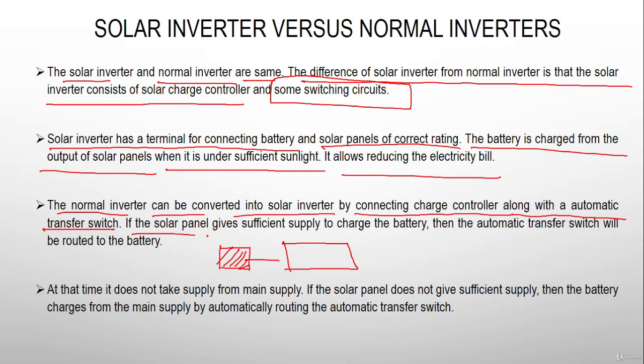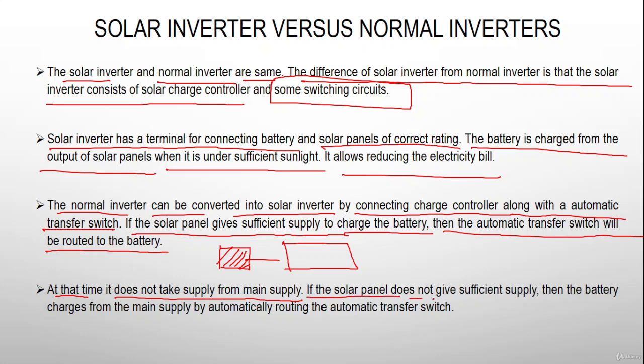So basically, if the solar panel gives sufficient power to charge the battery, then the automatic transfer switch will be routed towards the battery. Automatically we can charge the battery through the charge controller, or extract power from the battery whenever no sunlight is available. At that time, it does not take supply from the main supply. It will utilize the solar power and the battery power, but only when both are exhausted or the consumer power demand is more will it connect to the grid and synchronize with the grid to import power from the grid.